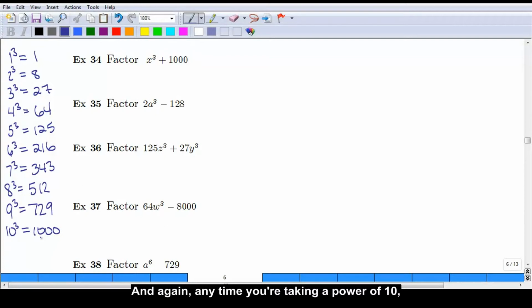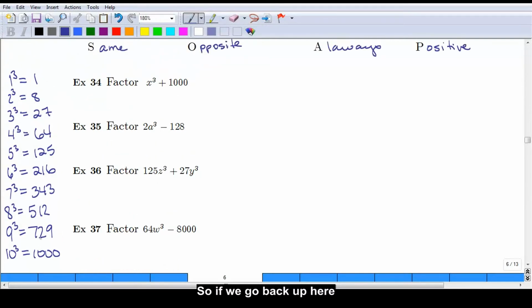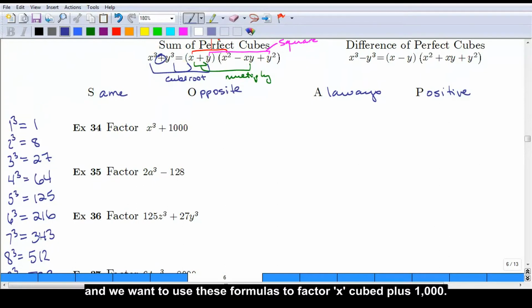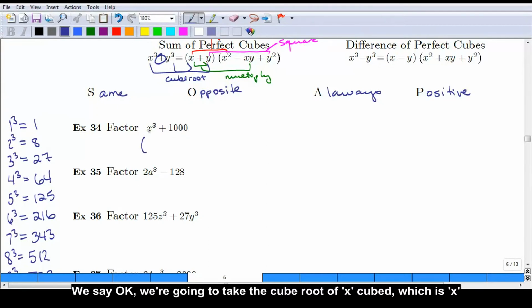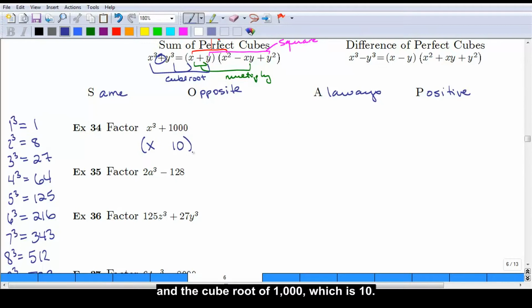And again, anytime you're taking a power of 10, you just end up with the number of zeros that your exponent is. So if we go back up here and we want to use these formulas to factor x cubed plus 1,000, first thing we do is we check to see if there's a greatest common factor. In this case, there is not. So then we use our formula. We say, okay, we're going to take the cube root of x cubed, which is x, and the cube root of 1,000, which is 10. And we write those in the first set of parentheses.